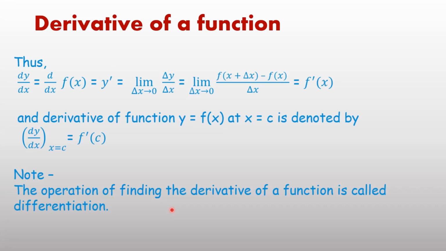Generally, students get confused between derivative and differentiation. Derivative means the slope of the tangent at any point on the curve is known as the derivative of the function, and the process of finding the derivative is known as differentiation.